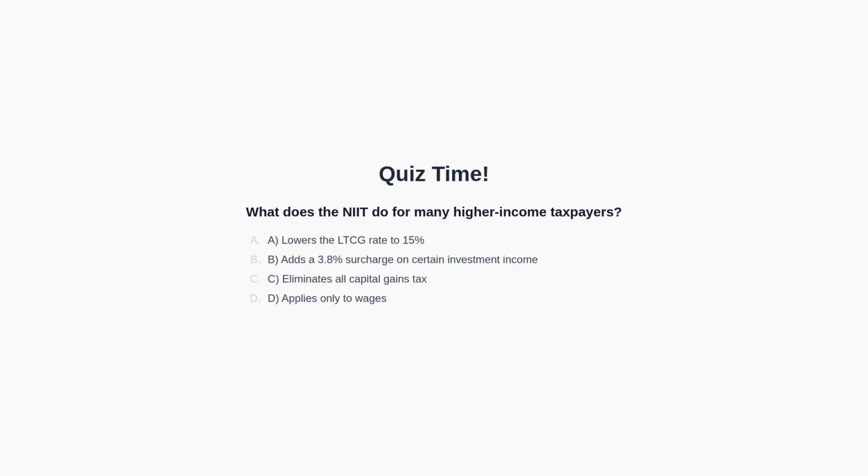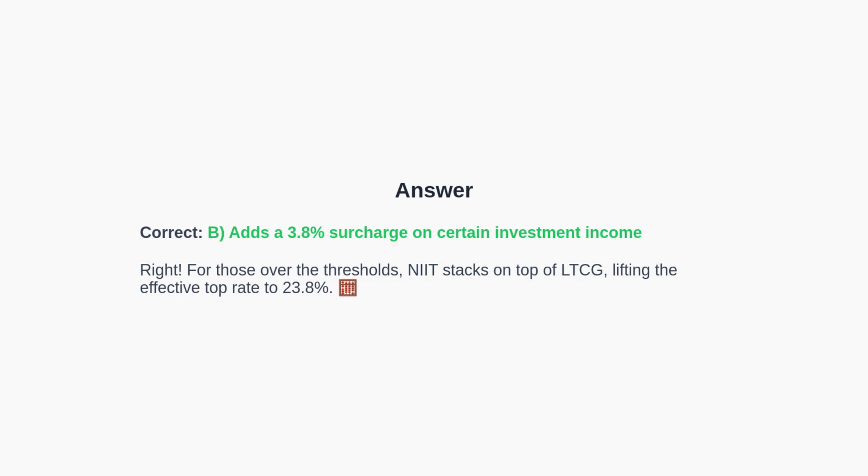You may pause the video now to think about the answer. We will discuss the answer in the next section of the video. The correct answer is B. The net investment income tax adds a 3.8% surcharge on certain investment income for taxpayers over specified thresholds, effectively increasing the top long-term capital gains rate to 23.8%.